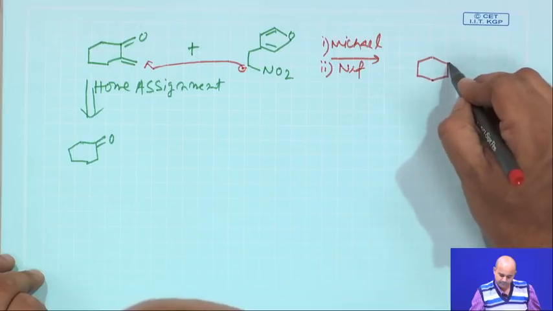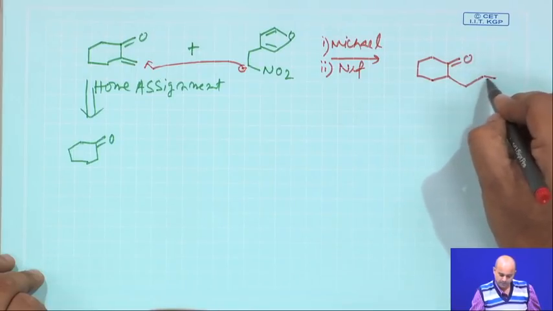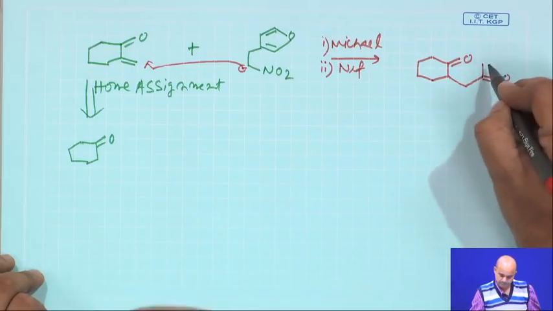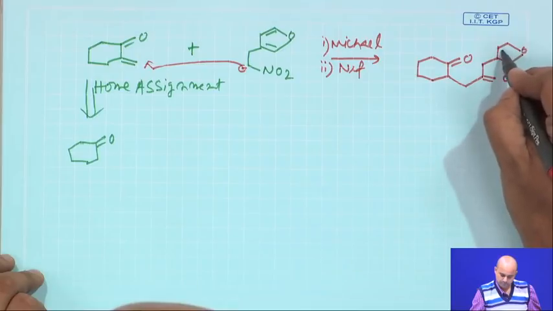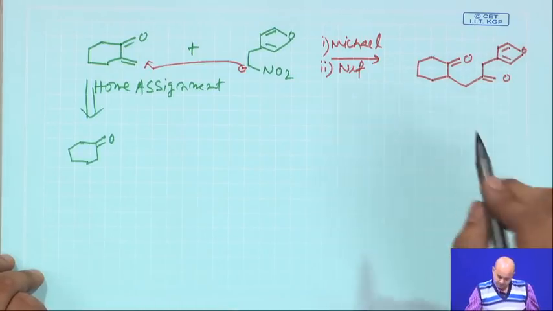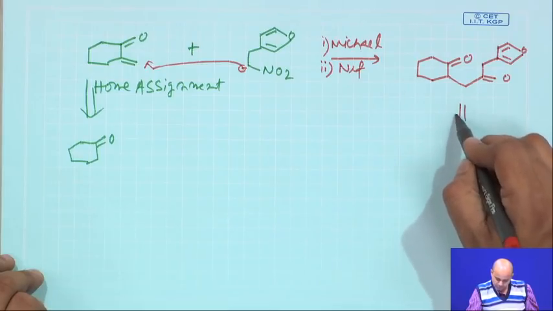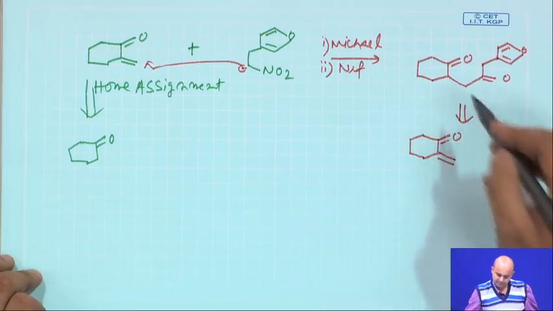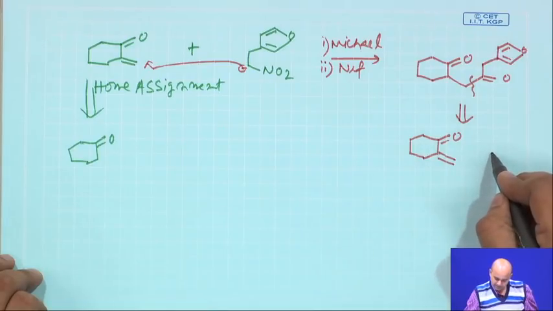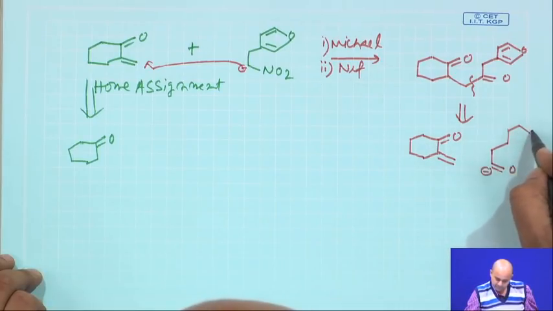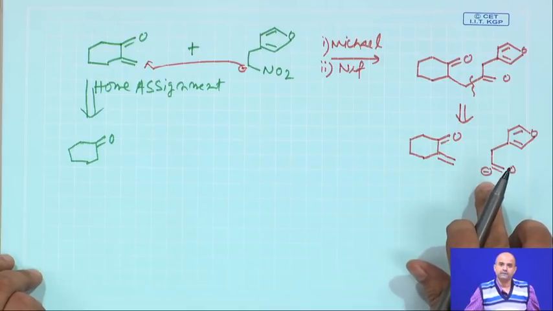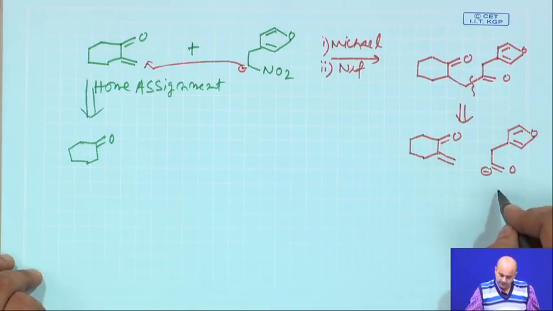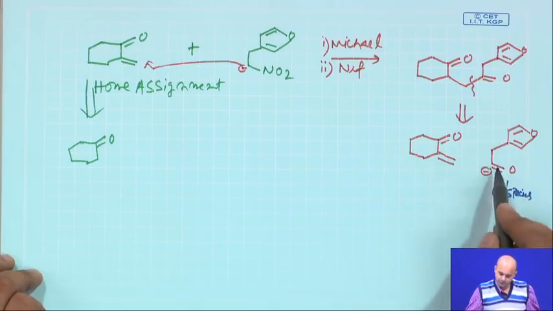So, what will you basically get? You basically get this, is it not? Now, I will show you what exactly the synthetic equivalent we have used here. Now, do a disconnection here. The synthetic equivalent which we have used here is a D1 species, is it not? A D1 species which we used here.